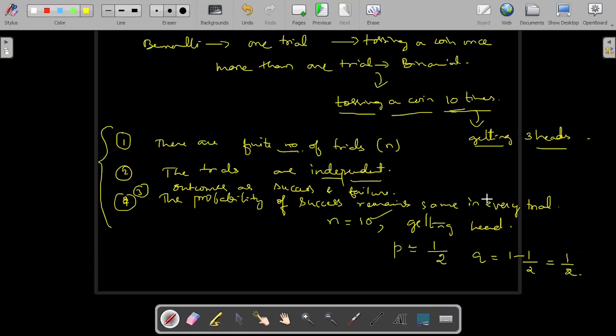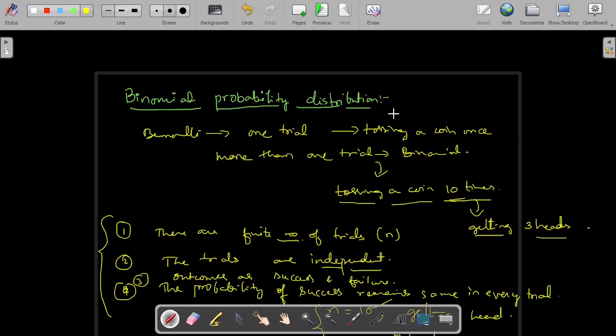The trials are independent. Every toss is independent of its previous toss, and outcomes can be categorized as success and failure. Yes, getting head is a success, getting tail is a failure. Then probability of success remains the same in every trial. So when you toss a coin once, probability of success is half. When you toss a coin a second time, again its probability is the same, half. So it remains the same. So in this kind of experiment, I can use binomial probability distribution.